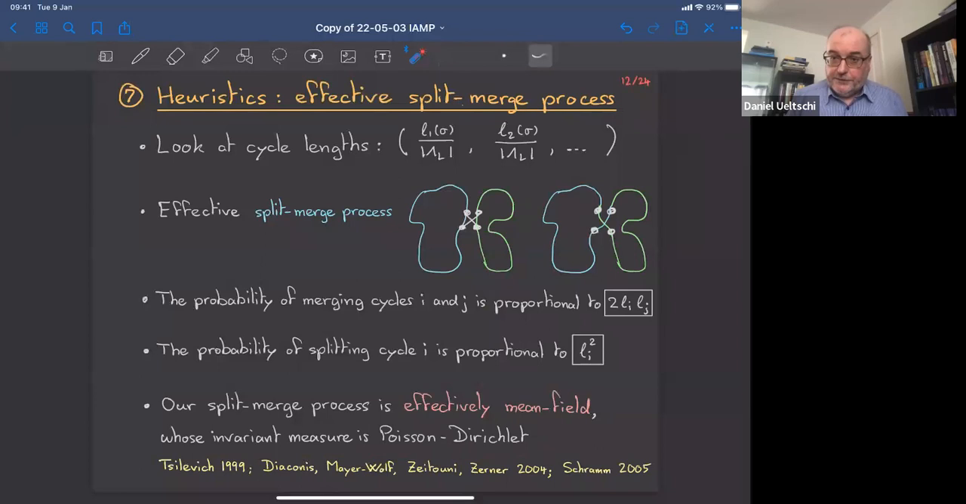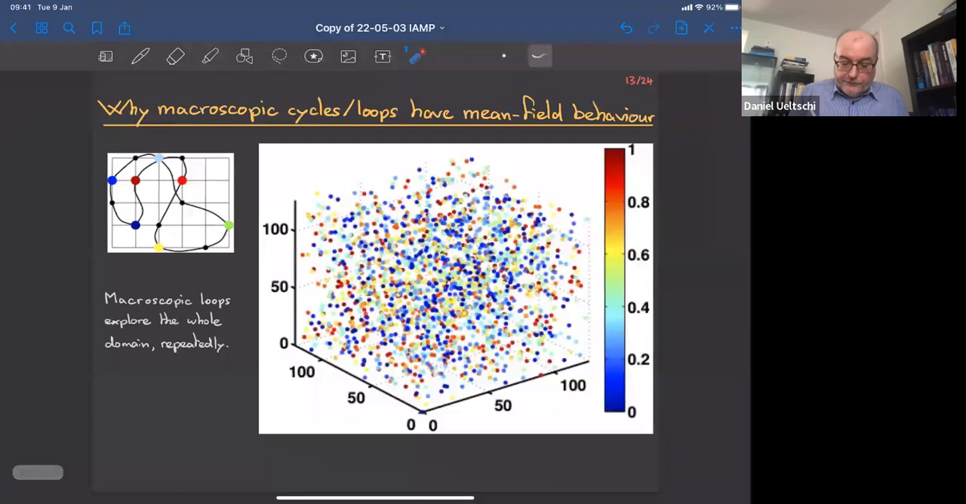So the conjecture is that the loops somehow interlace so well that the probabilities of merging and splitting are mean field. So now I'd like to convince you that this is reasonable by looking at this picture, which comes from simulations. So this is one cycle of this lattice permutation model. So this one is really in 3 dimensions.